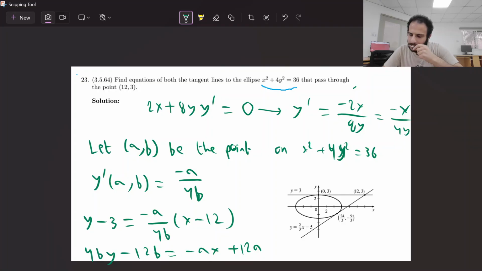Now let's substitute the point (a, b). Remember that the point lies on the tangent line, so we can substitute y equals b and x equals a. You get 4b squared minus 12b equals minus a squared plus 12a, right? What do we do next?